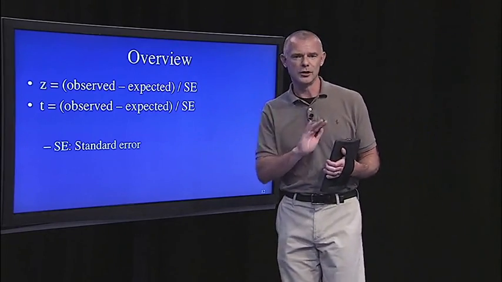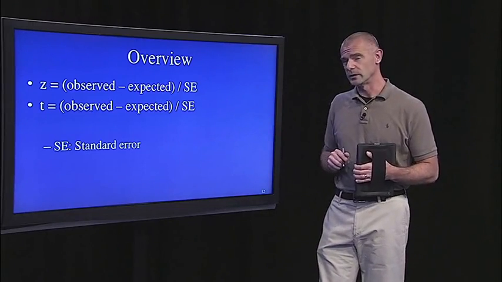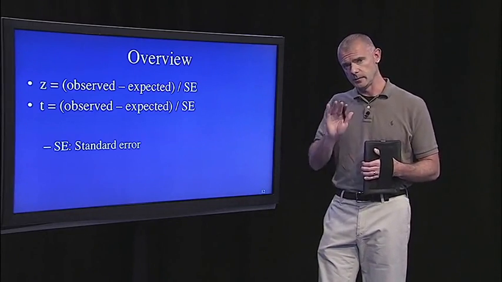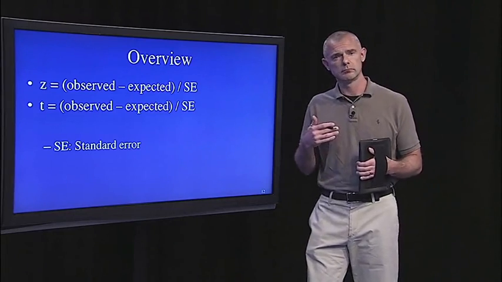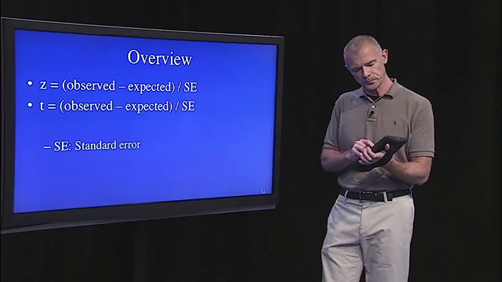But it's more common that we don't know those population parameters. So we might do a t-test. And again, we could do a single sample, dependent t, or independent t. And I'll walk through each of those.